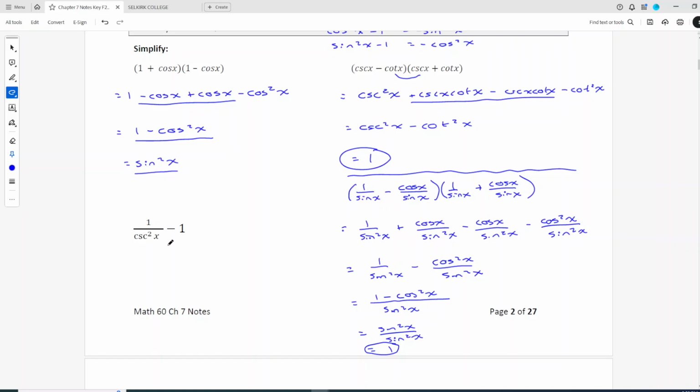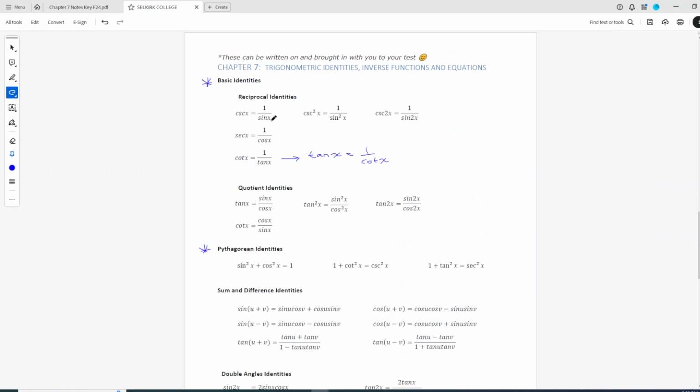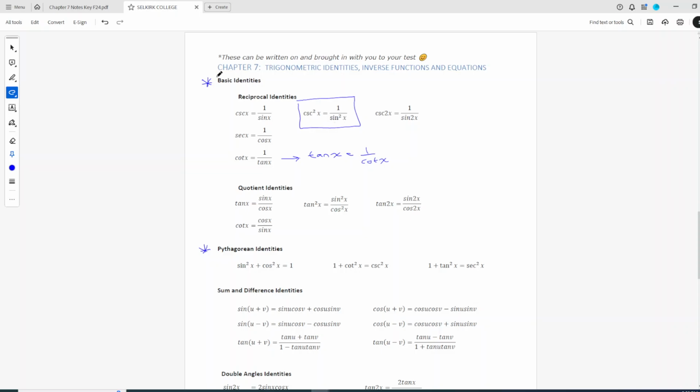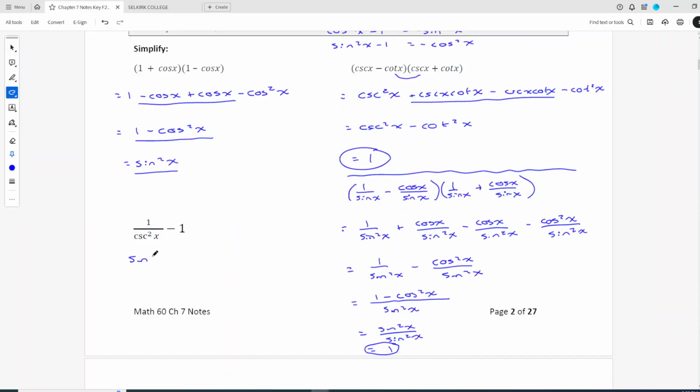1 over cosecant squared x is not something that we have seen very often, but we have seen one like this. If we look at our cosecant x, or even our cosecant squared x, we always say that cosecant squared x equals 1 over sine squared x. But remember here where I said that tan x could be 1 over cotan x? Well, same thing here. Sine squared x could be 1 over cosecant squared x. So I could, in here, say that 1 over cosecant squared x could equal sine squared x.